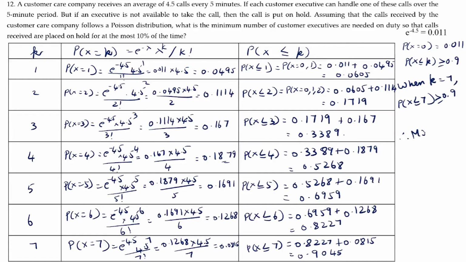Therefore, minimum of 7 customer executives are needed so that the calls received are placed on hold for at most 10% of time. So this is the answer. 7 is the answer. If you do slowly step by step, then the calculations are not very difficult. They are quite easy only.